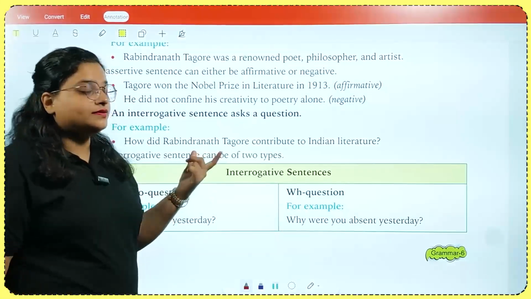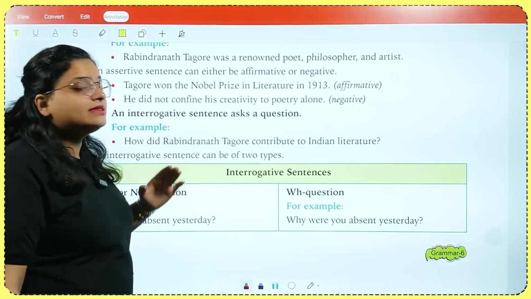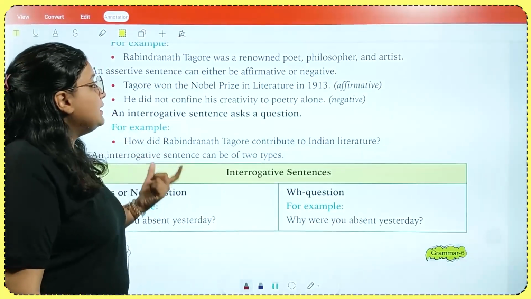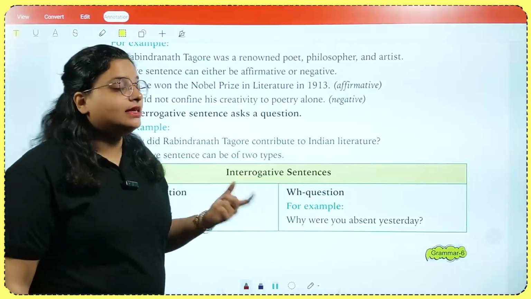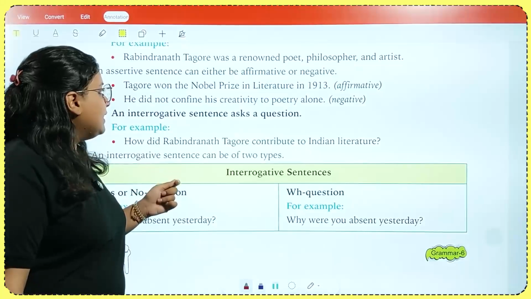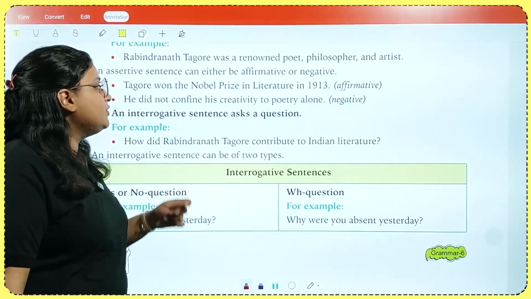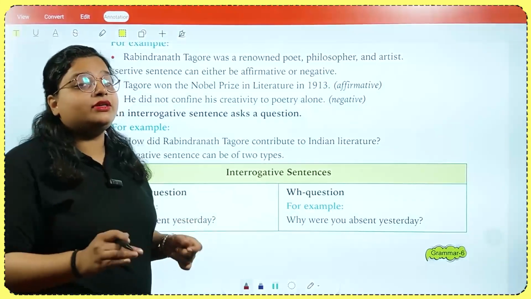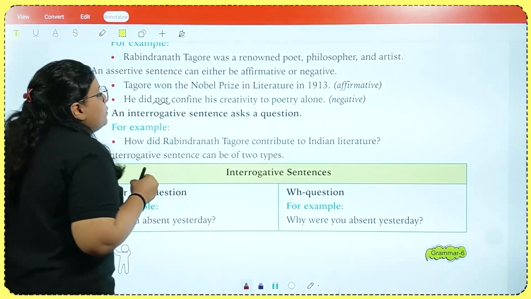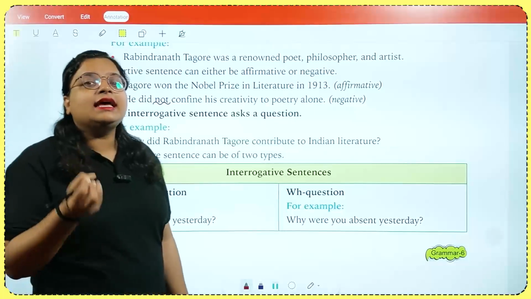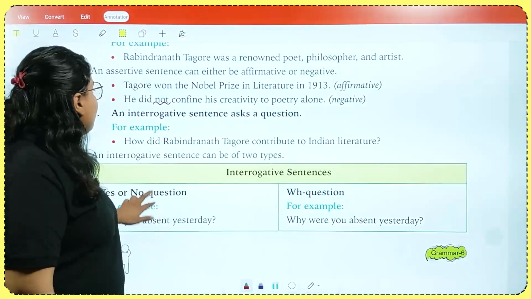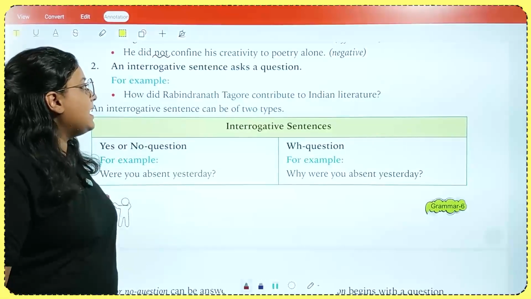It is an affirmative sentence because what does the sentence mean? It means that Tagore को 1913 में क्या मिला? नोबेल प्राइज मिला। ठीक है। He did not confine his creativity to poetry only. उन्होंने अपनी creativity को poetry तक confine नहीं किया. What does confine mean? It means रोकना, समेटे रखना, वहां तक नहीं रखा। ठीक है.